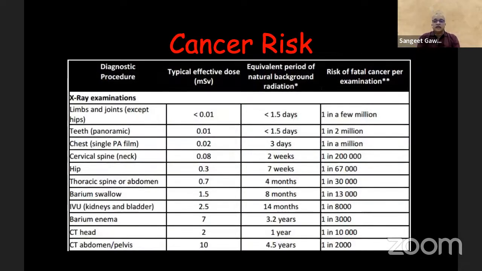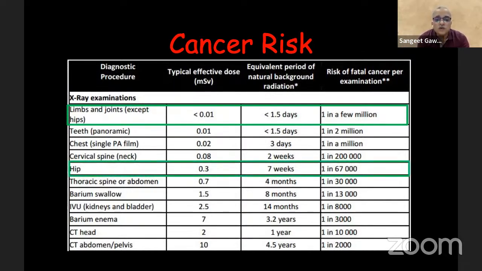Now, what is the cancer risk whenever we are taking an X-ray, whenever you are doing a CT on the patient? For the extremities, which are commonly X-rayed, the radiation is 0.01 millisievert, which is equivalent to the natural background radiation which you would receive in 1.5 days. And the chances of fatal cancer per examination, that means per X-ray, is 1 in a few million.